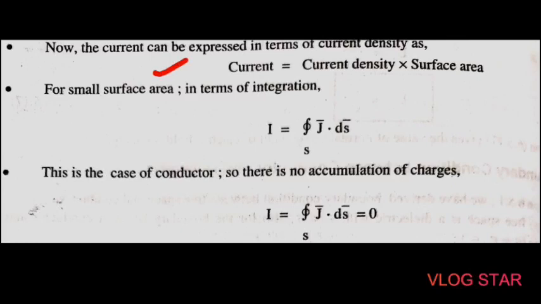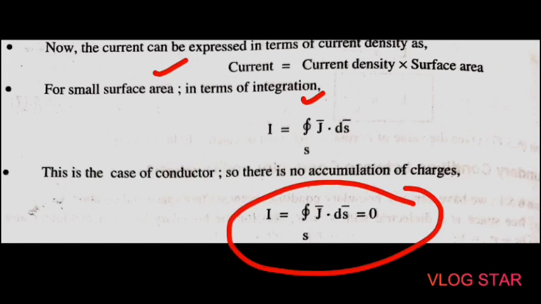Then let us consider a small surface area in terms of integration. If we consider the small surface area, then we have to take the integral value. So here it will become I is equal to the integration over S of J bar ds bar for this small surface area. Then there is no accumulation of charges, so we can take J bar ds bar is equal to 0. Why? Because in case of a conductor, there are no charges present inside the cylinder.